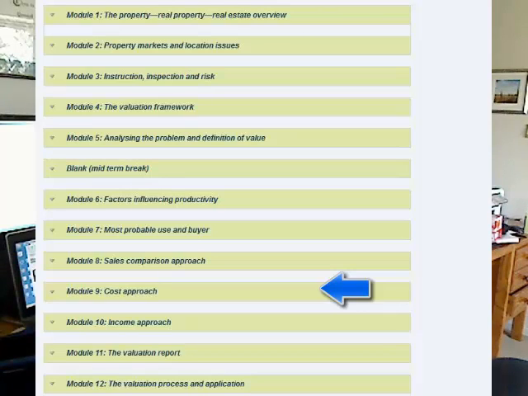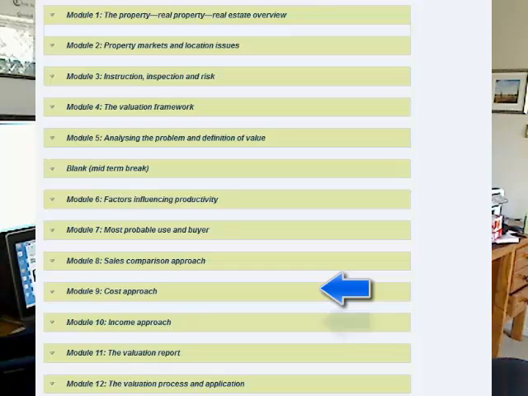Incidentally, in some cases the cost approach is also referred to as the summation approach, and that is because it's really the sum of the costs or values in the various parts. Okay, so that's the mathematics.